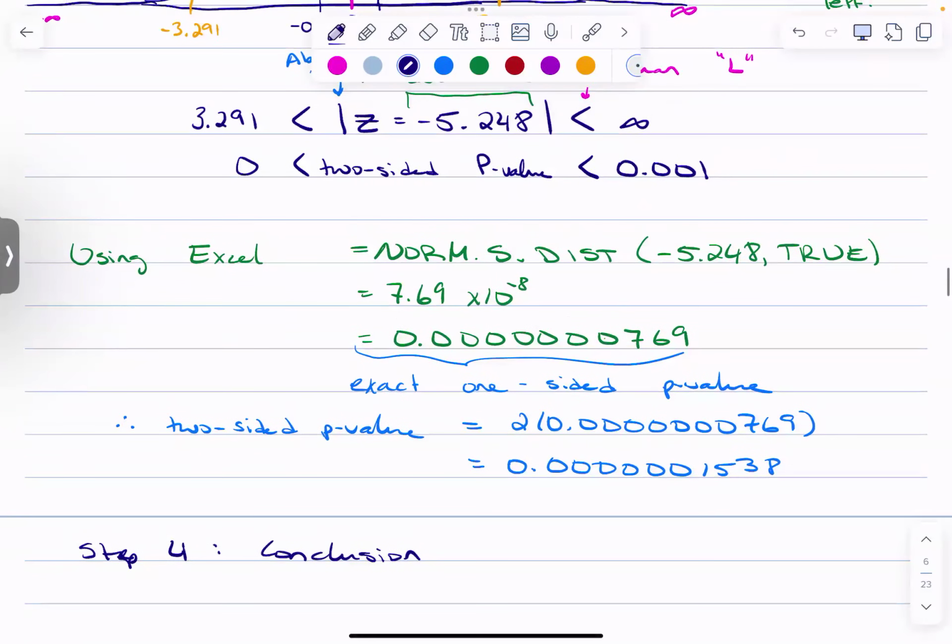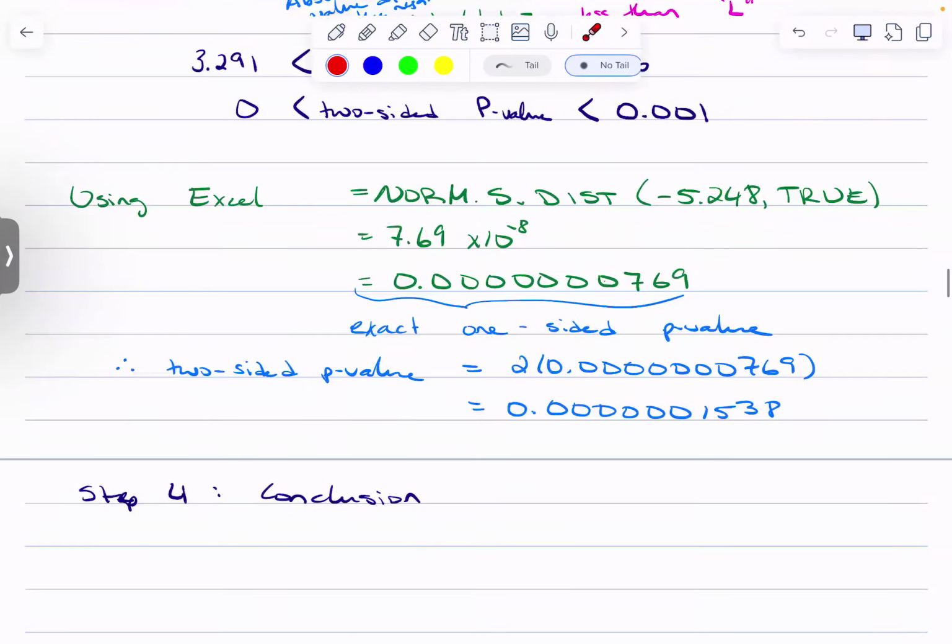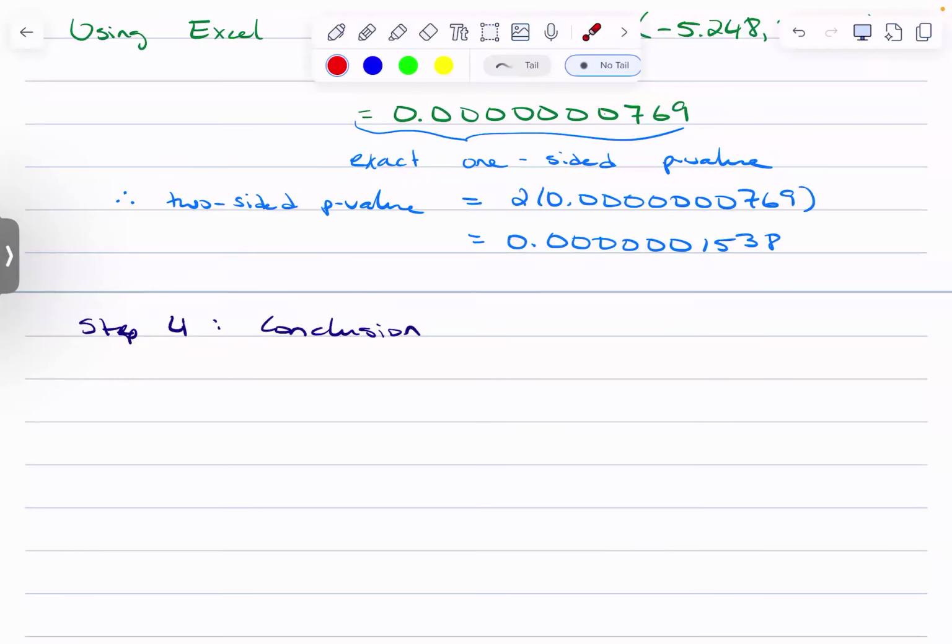First part of our conclusion is we say what our p-value is. Now, in this scenario, we don't have an exact p-value, right? But I do have a range. My p-value is between 0 and 0.001. So you can say that, right? And first thing, we compare our p-value to our alpha level. We weren't told what alpha level to use, so we're going to use 0.05. Okay. So we start like this.